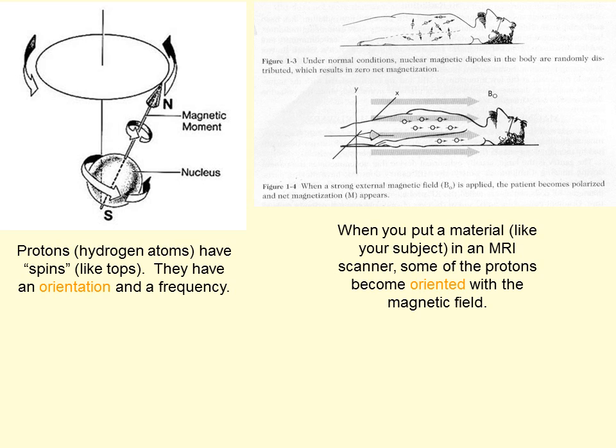And because the person is lying supine on their back, you can think of this as the orientations of the protons lining up with the z-axis in your image of the brain. Sorry, I got that wrong actually. They're actually lining up with the y-axis in your Talairach coordinate system, aren't they? But it's the z-axis of the magnet.